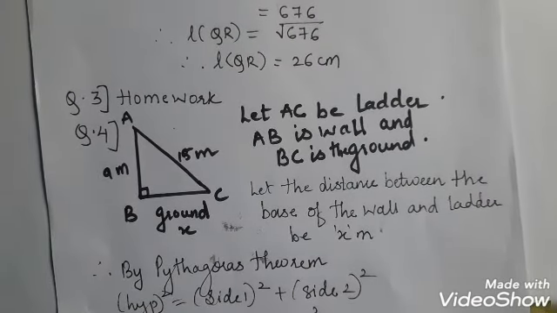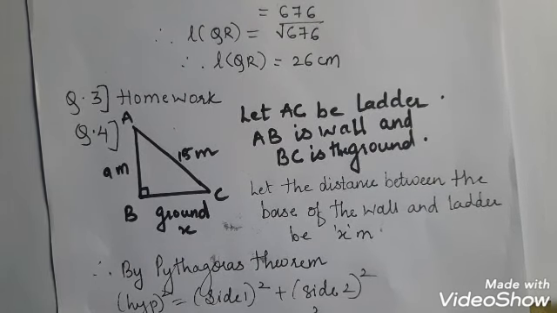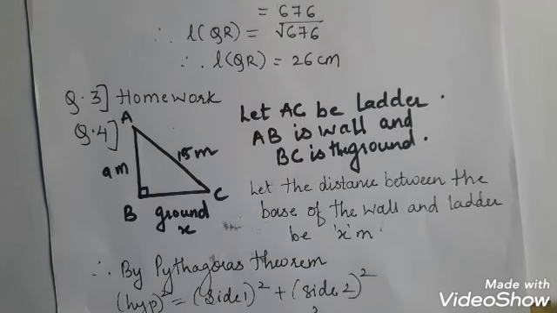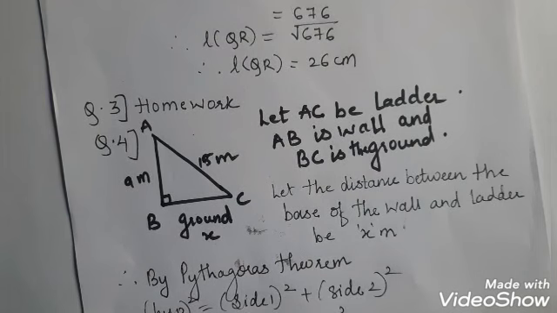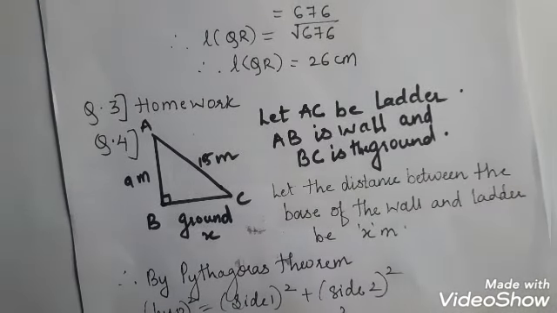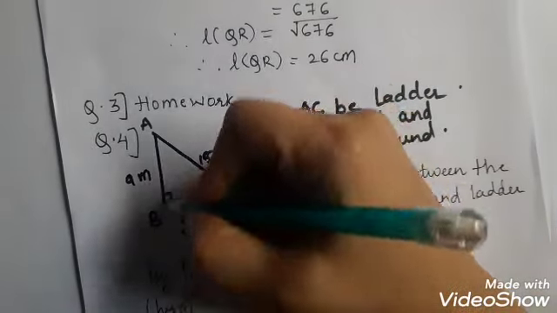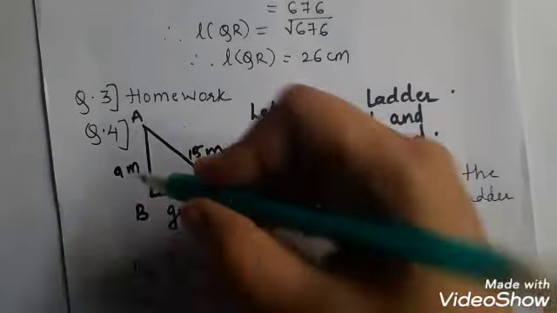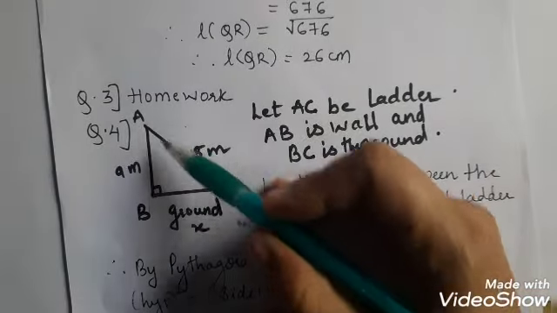Fourth sum. The question is, the top of a ladder of length 15 meters reaches a window 9 meters above the ground. Now let us see, a ladder is kept in such a way that it reaches a window above the ground. So BC is the ground, AB is a wall, there is a window over here. Now a ladder is kept. So AC is the ladder.